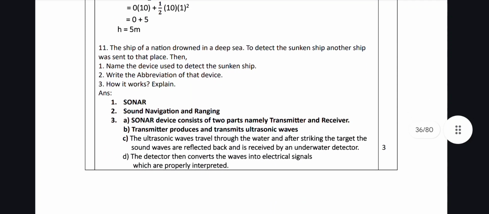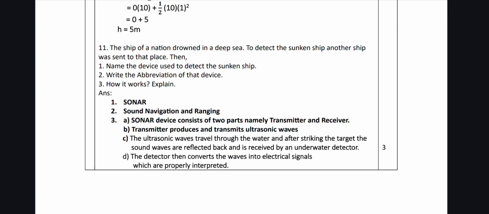The ship of a nation drowned in a deep sea. To detect the sunken ship, this ship is already sunken. ಕೆಳಗಡೆ ಹೋಗಿದೆ, bottom of the ocean ಹೋಗಿದೆ. So for the sunken ship, another ship was sent to that place. Then name the device used to detect the sunken ship.